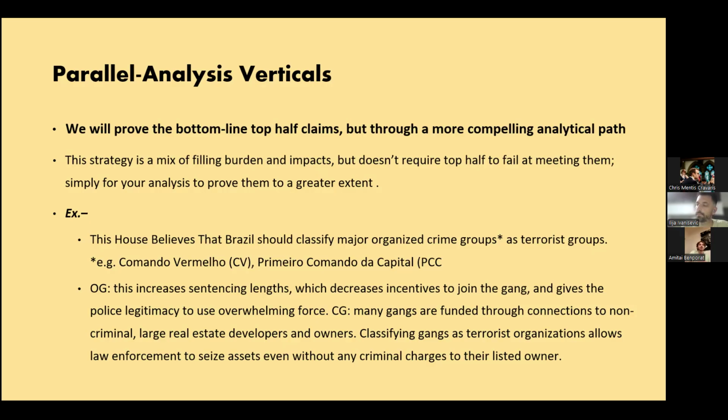Another, softer example is this house believes that feminists in Western liberal democracies should use reconciliatory rather than confrontational approaches in their advocacy, which was a motion at Panama World. And here, similarly, OG might claim that confrontational advocacy antagonizes many moderates and traditionalists from the movement because it seems accusatory. So they would go through the obvious path of explaining why externally this looks bad.